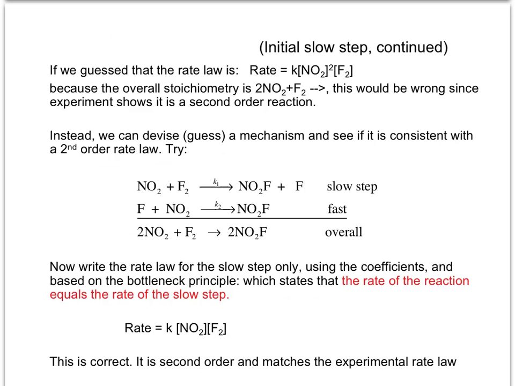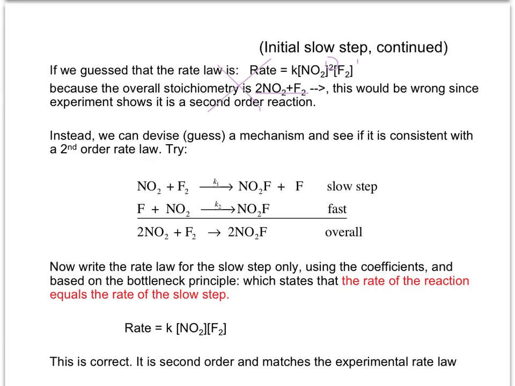We can guess that the rate law would be that rate equals k times NO2 squared and F2 to the first power, just a guess. If we looked at the overall stoichiometry on the last page, it's a 2-to-1 reaction. Maybe you would start with that. This turns out to be wrong because 2 plus 1 is 3. We know that the reaction is second order. So it's wrong. But it's a good guess. It's a good start. So instead, we can come up with a mechanism that will possibly be a better choice.